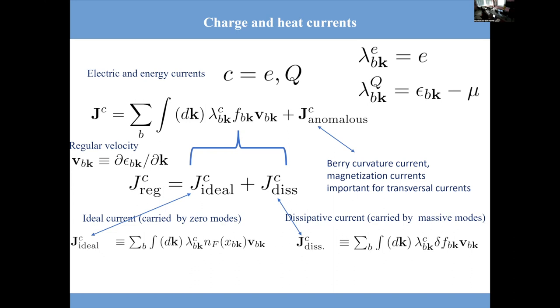Now, almost correct here. Just don't forget about anomalous terms. These terms would not be there for classical fluids, but for fluids made of electrons, made of particles with Berry curvature, there will be another term, which will be important for the transversal part of conductivity, such as Hall conductivity. These are Berry curvature current, magnetization current, and so on.